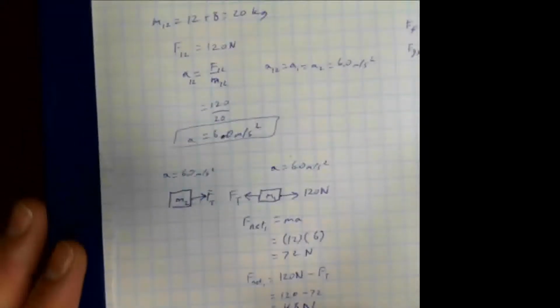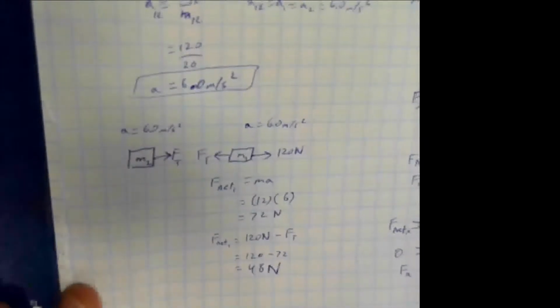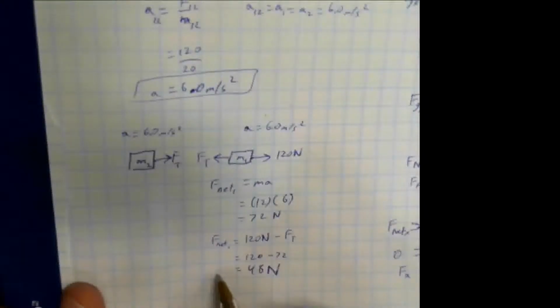So that is my net force. And because my F net 1 is equal to this 120 newtons, subtract the Ft, I can determine that I have 48 newtons for my F net. For my F net is 72. My Ft, that's not 72 here, sorry, I was going to redo that.